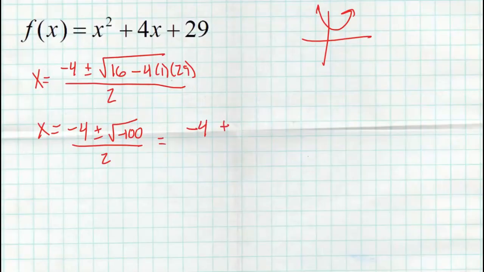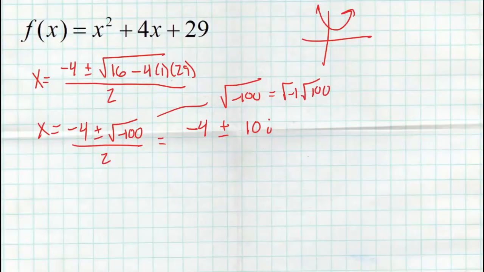So I have negative 4 plus or minus... Everybody knows the square root of 100 is 10, and then the square root of a negative is the i. So basically what I'm doing is separating the square root of negative 100 into the square root of negative 1 and the square root of 100. The square root of negative 1 is the i, the square root of 100 is the 10, all divided by 2. Now I can literally divide everything by 2. Negative 4 divided by 2 is negative 2. 10i divided by 2 is 5i. So there are my complex imaginary zeros.